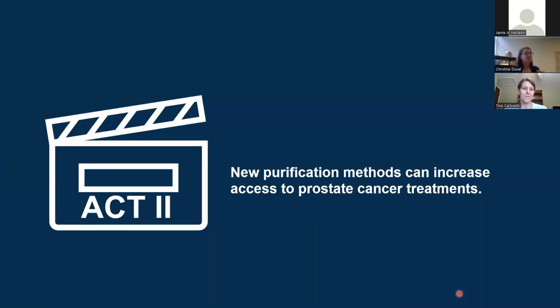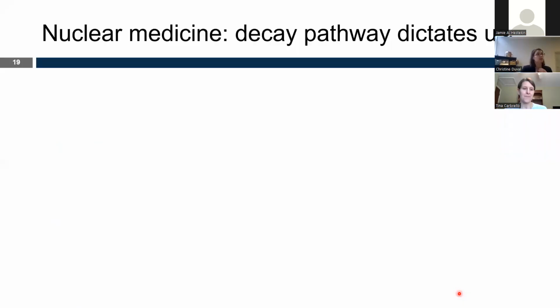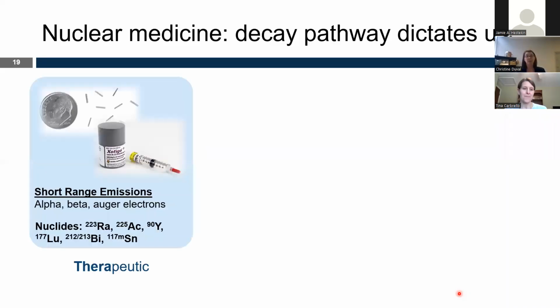And the next thing that I want to enter into is this need for new purification methods in this area of nuclear medicine. So to tell a complete story, we're going to focus on specific medical isotopes or radiopharmaceuticals that are used to treat prostate cancer. So in nuclear medicine, that decay pathway dictates how the isotope is used. So we can have therapeutic medical isotopes. These have short range emissions, so either alpha particles, beta particles, Auger electrons.